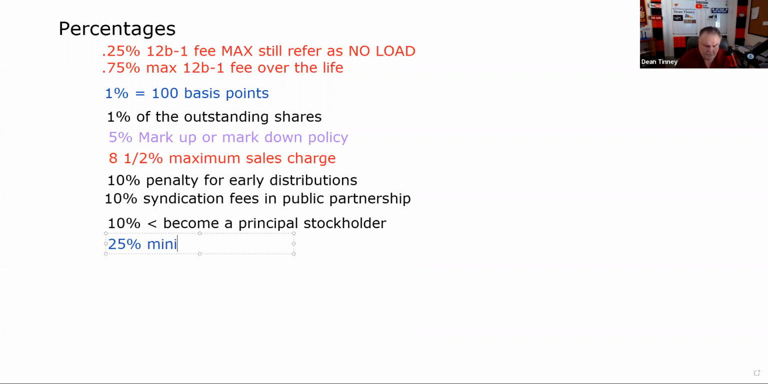You should know that 25% is minimum maintenance in a long account. And remember, that's not the Federal Reserve Board that determines that. That is the SRO, the self-regulatory organization. And the firm, if it chose to, could have a higher standard than that.